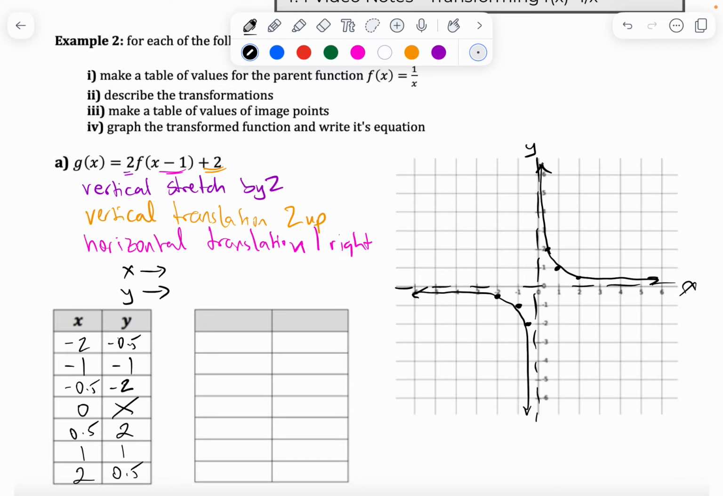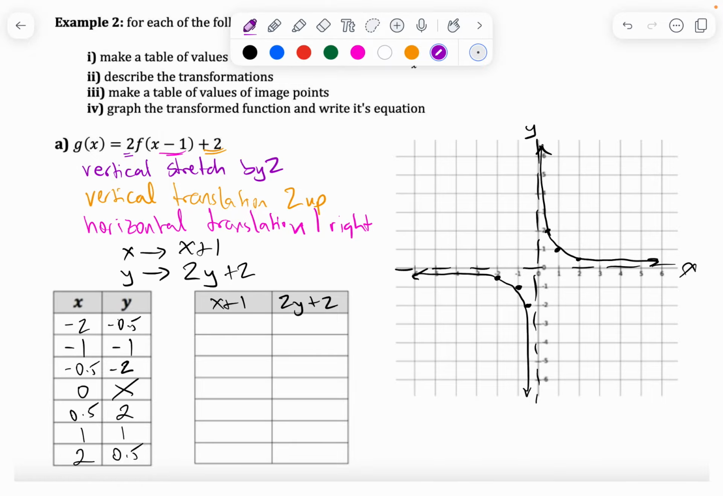So x is going to map to, well, it's just 1 to the right. So x plus 1. And then y is going to map to stretch by 2, so 2y, and then translate 2 up, plus 2. So x plus 1, 2y plus 2. Okay, and we're going to do these ones in purple, and we'll plot them.